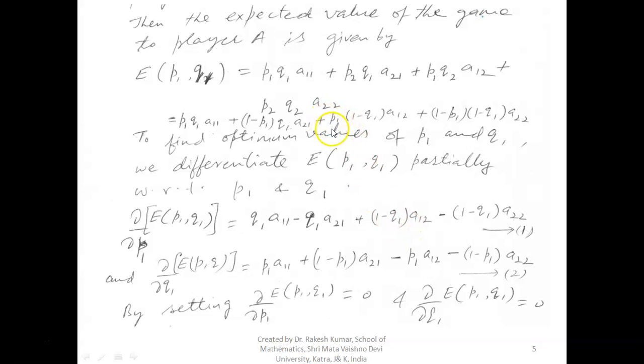Similarly here, only 1 minus Q1 A12 is left, and all this from here also. And similarly you find the partial derivative of E(P1, Q1) with respect to Q1. If we do it here, with respect to Q1 I am left with P1 A11 and all other values as discussed earlier in the case of equation 1.